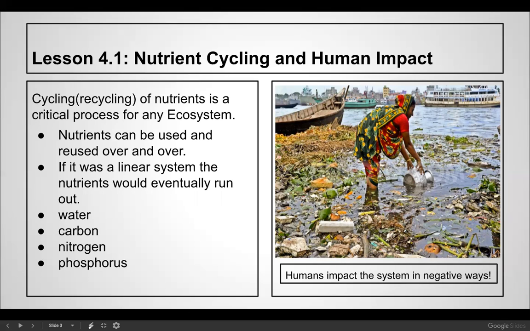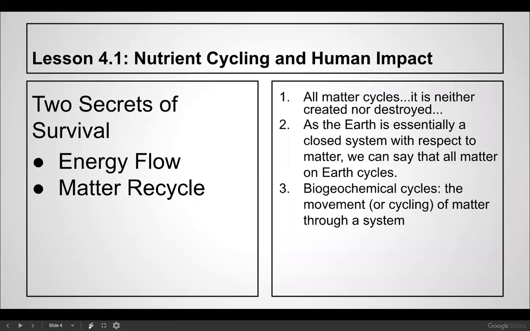Water, carbon, nitrogen, and phosphorus are some of these cyclical nutrient systems that we need to continue to have. Two secrets of survival: energy flow and matter recycling. All matter cycles. It is neither created nor destroyed. We learned that back in 7th grade. The Earth is essentially a closed system with respect to matter; there's nothing coming in, nothing leaving, basically. This is all we got. This is our one spaceship, and we got to live on it. We can say that all matter on Earth cycles: biogeochemical cycles, the movement or cycling of matter through a system.